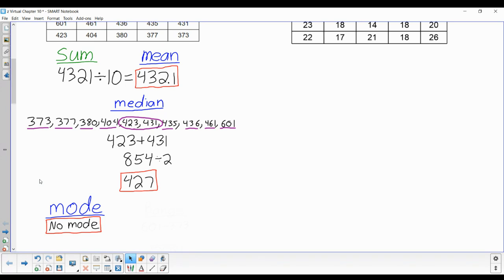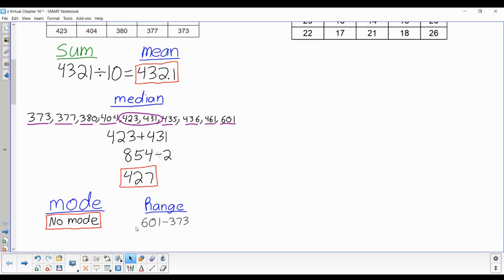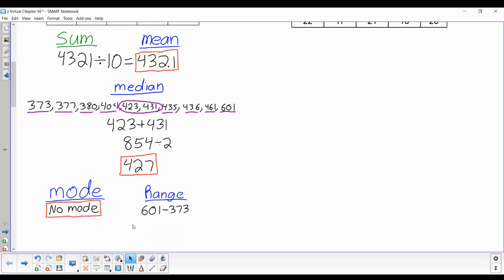Now, since we will be practicing on IXL when we are done with this, I am going to also go over how to find the range. To find the range, you look at your data, using the median helps sometimes, and you take the largest number, it's 601, subtracting the smallest number, 373, and the range is their difference. In this case, 601 minus 373 is 228, and that is how you find the range.